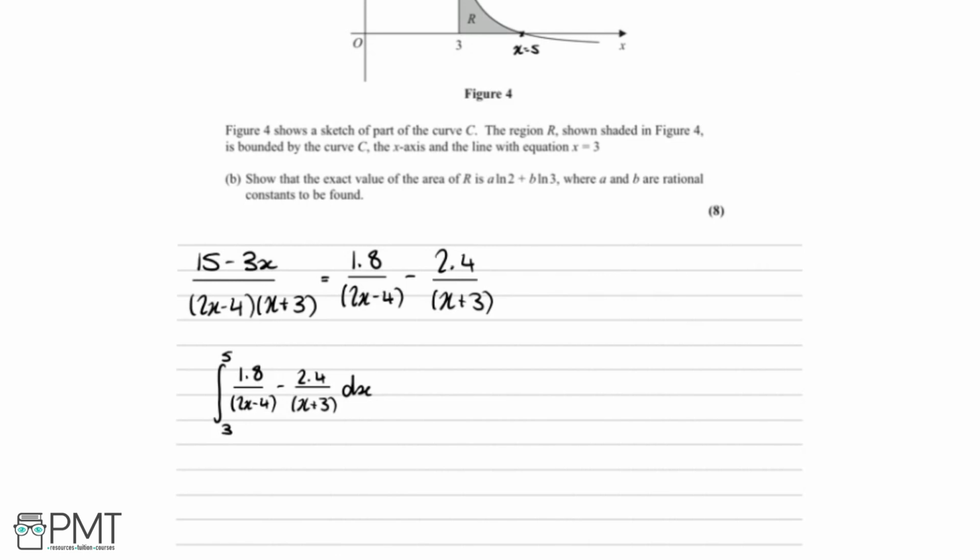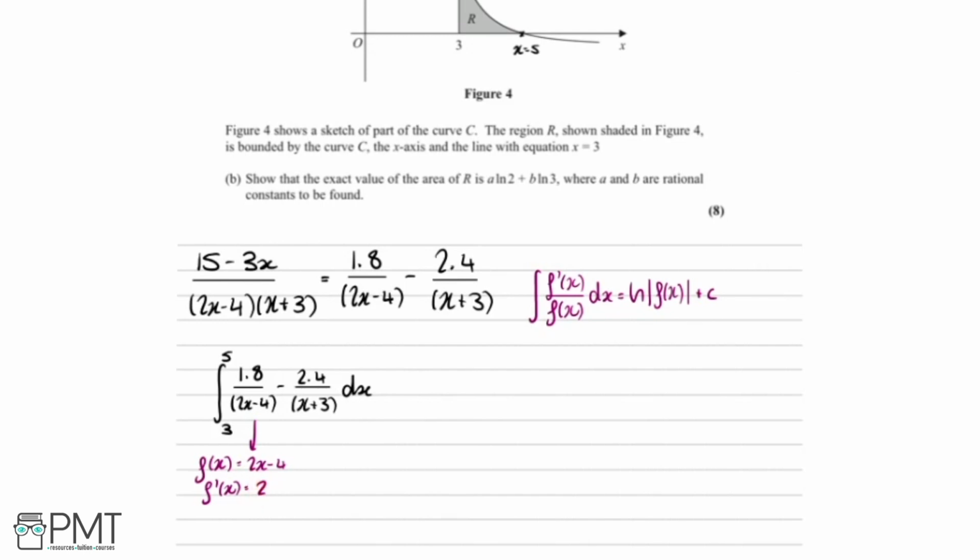Now, one of the rules of integration we can use is that if we're integrating something in the form of f dash of x over f of x with respect to x, that will equal the natural log of the modulus of f of x plus c. We can use this rule for integrating both these terms. For this one here, if we say f of x equals the denominator, 2x minus 4, then f dash of x, when we differentiate it, will just be 2.